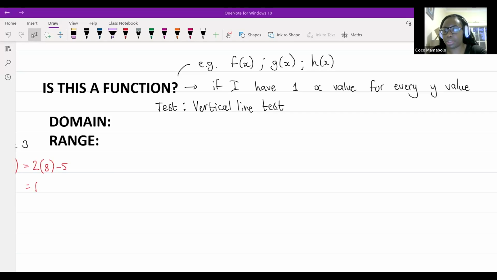Sorry guys, my computer's being funny. My mouse is super, super slow, and I don't know what's going on.